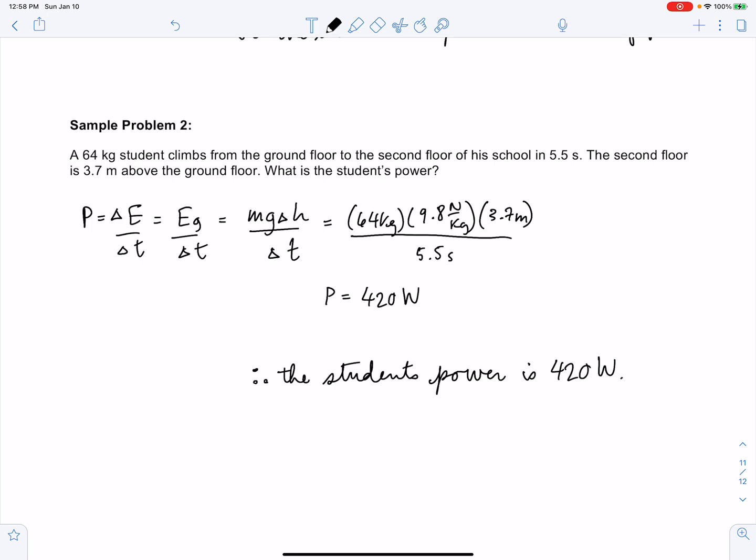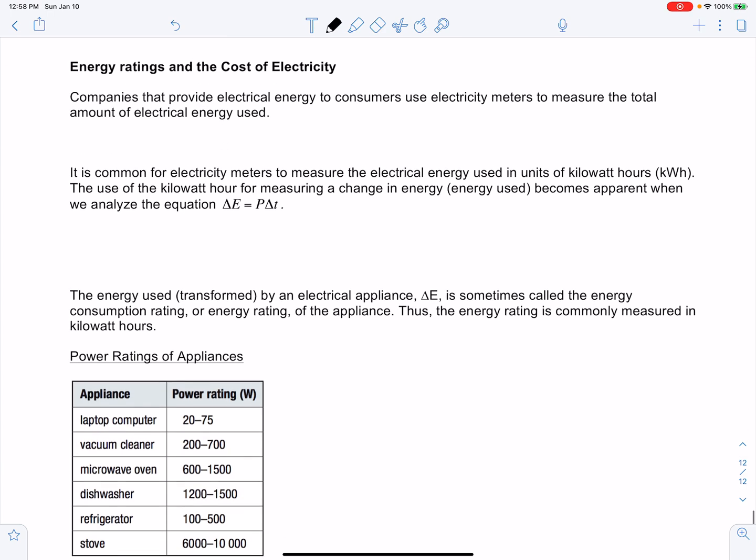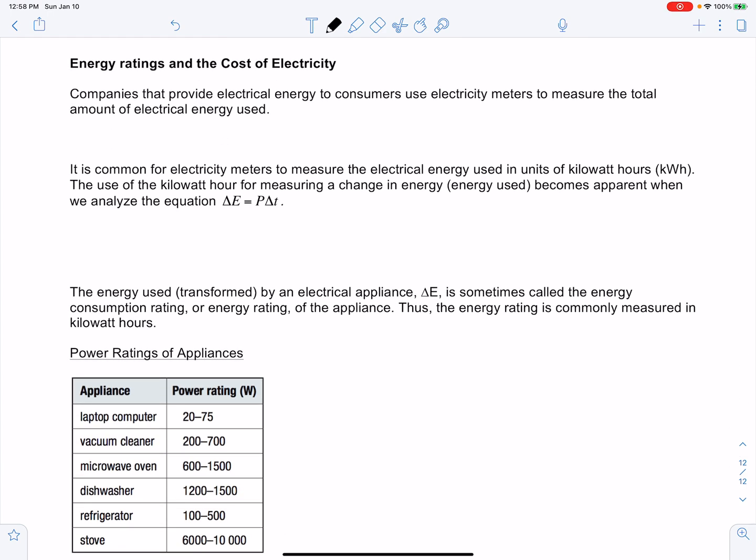Now we're going to move a little bit to the discussion of energy ratings and the cost of using electricity. Companies that provide electrical energy to consumers use electricity meters to measure the total amount of electrical energy used, commonly in units of kilowatt hours. If we rearrange the equation, power equals change in energy over time, then we know that the energy used is equal to the power times time.